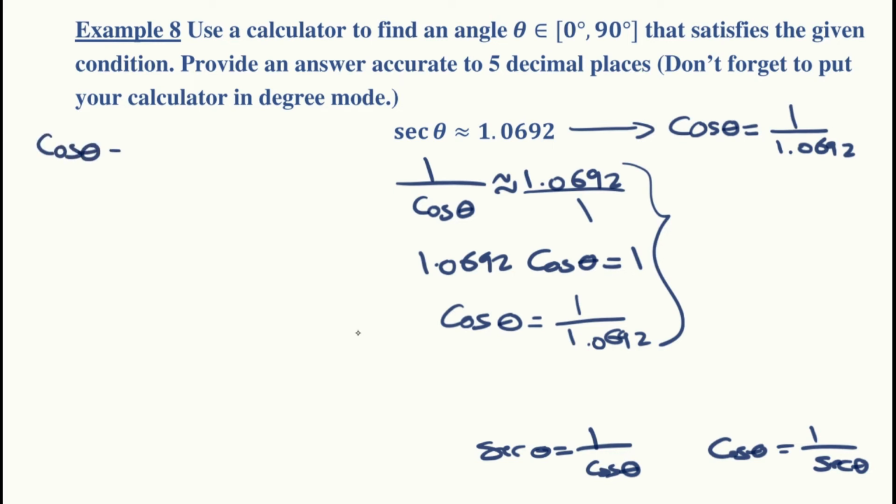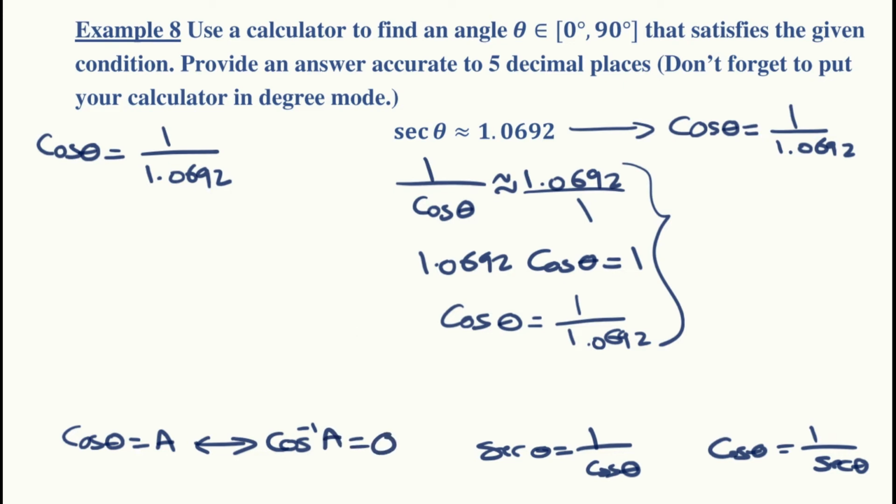Okay, so now let's go over here. So we have cosine of theta equals 1 over 1.0692. The same kind of relationship that we discussed with inverse functions for sine works for cosine as well. So in other words, if cosine of theta equals a, that's equivalent to saying that the inverse cosine of a equals theta, right? So here when I want to find theta, I just need to do the inverse cosine of that fraction, 1 over 1.0692. And we're going to go to 5 decimal places.